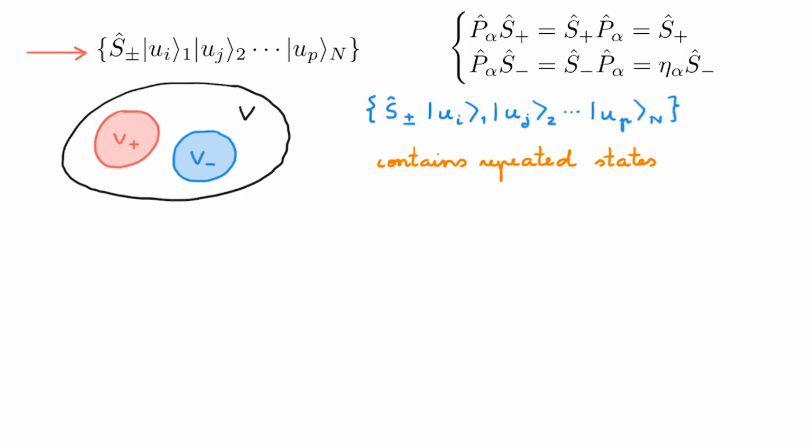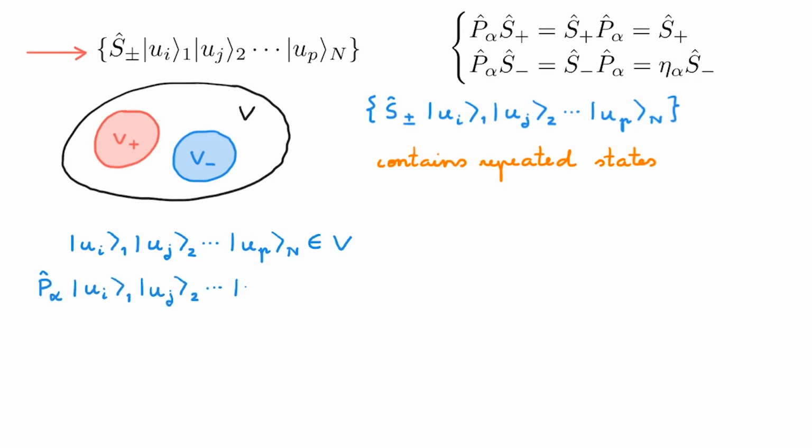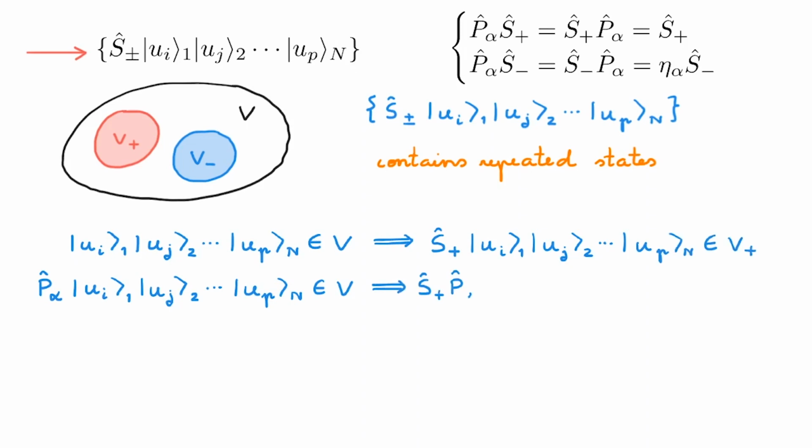Before we can remove the repeated states, we first need to figure out which states are repeated. Given that we're dealing with systems of identical particles, we can already suspect that the states that will be repeated will correspond to different permutations of a given state. To confirm this, consider a basis state in V. Then apply an arbitrary permutation P alpha to obtain another basis state in V. From them we can build two basis states in V+. All we have to do is to apply the symmetrizer, and the first one gives this, while the second one gives this.